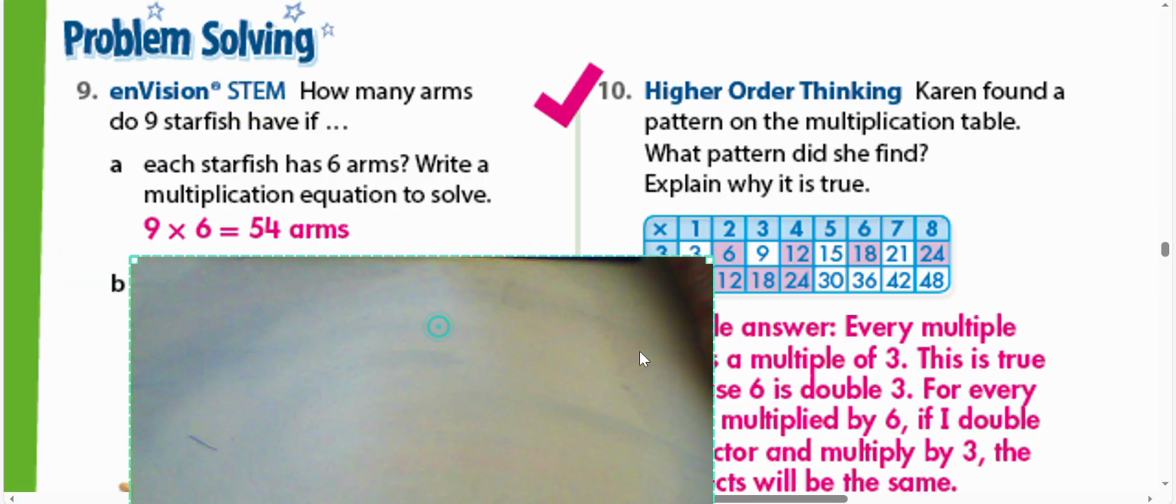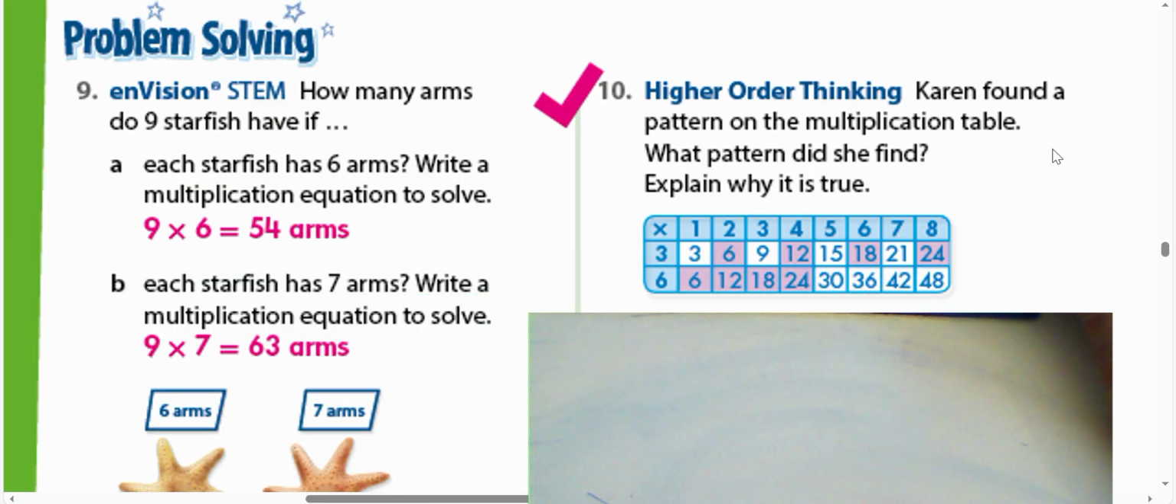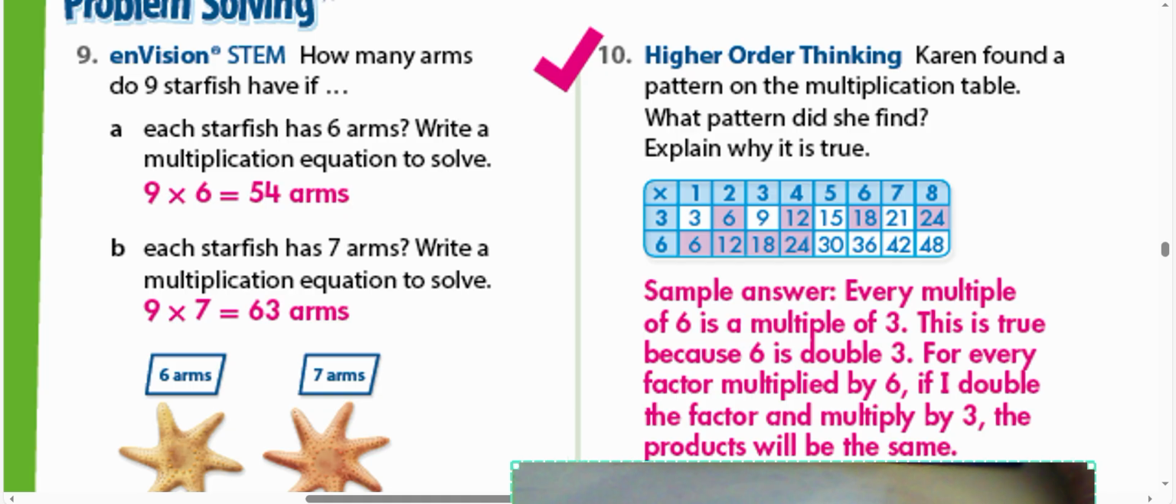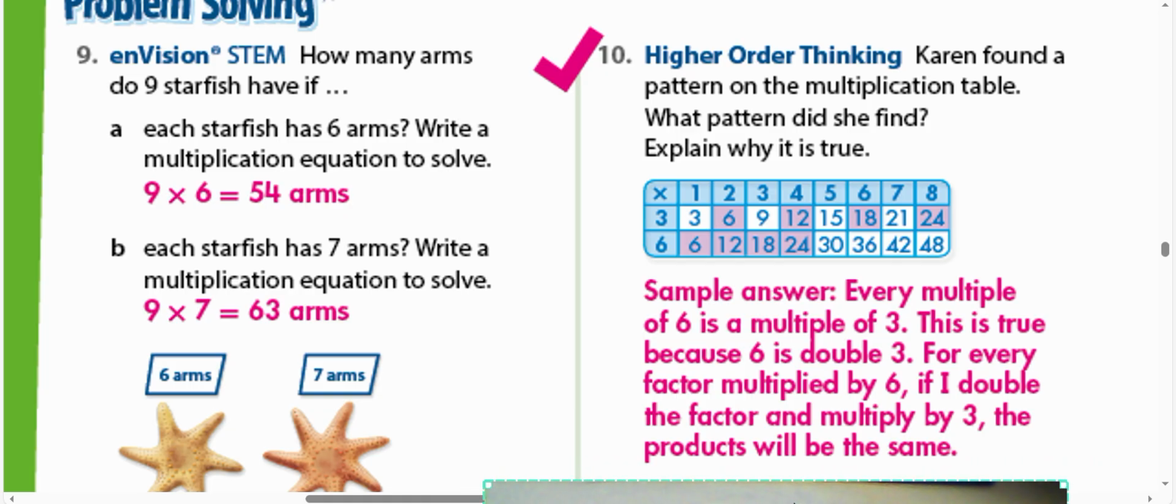And question number 10. Higher order thinking. Karim found a pattern on the multiplication table. What pattern did he find? Explain why it is true. We can write times 3. Yes, the answer is correct, the multiple is twice. We can explain the steps: how we found the answer. The simple answer: every multiple of 6 is a multiple of 3. This is true because 6 is double 3. For every factor multiplied by 6, if I double the factor and multiply by 3, the product will be the same. Okay.